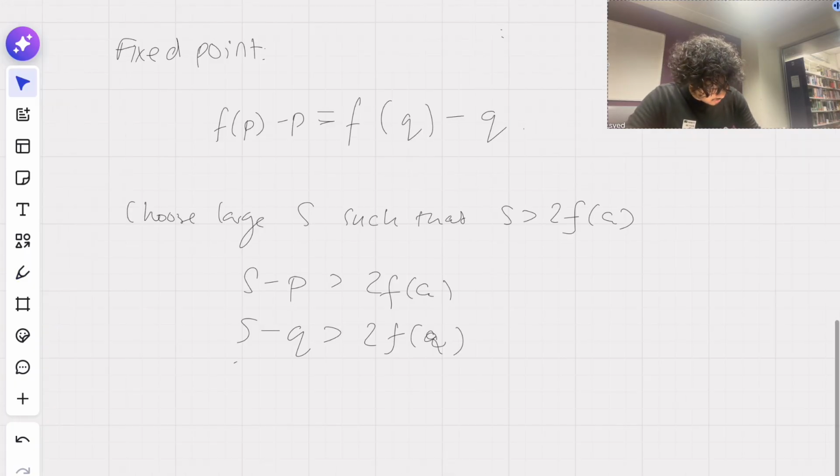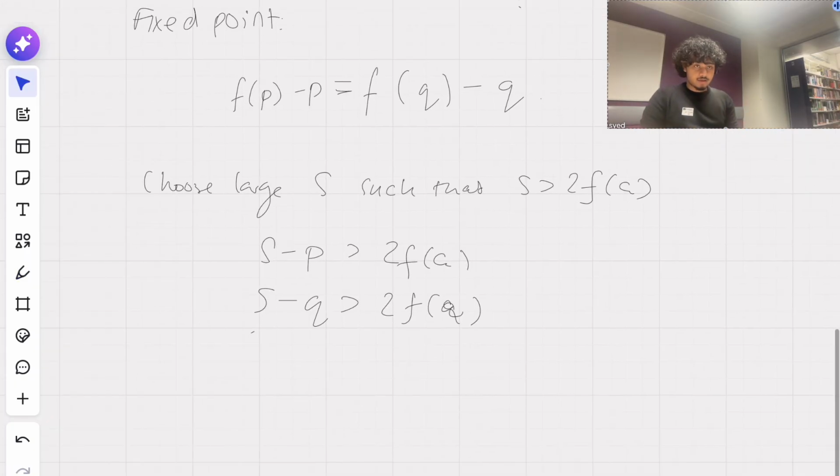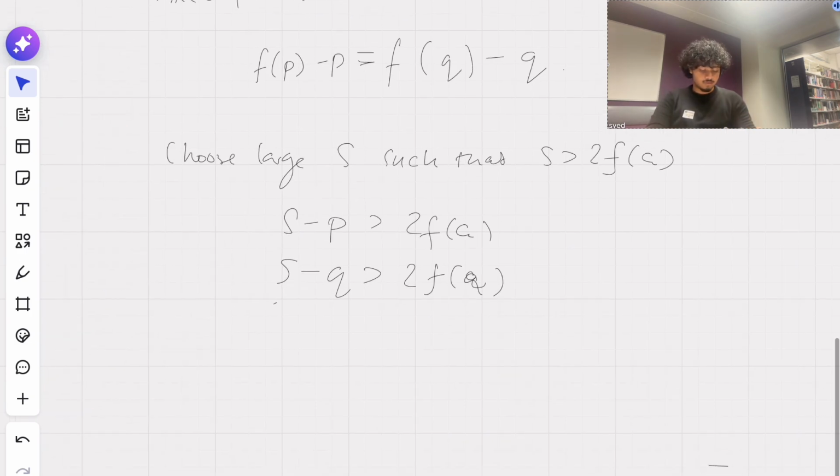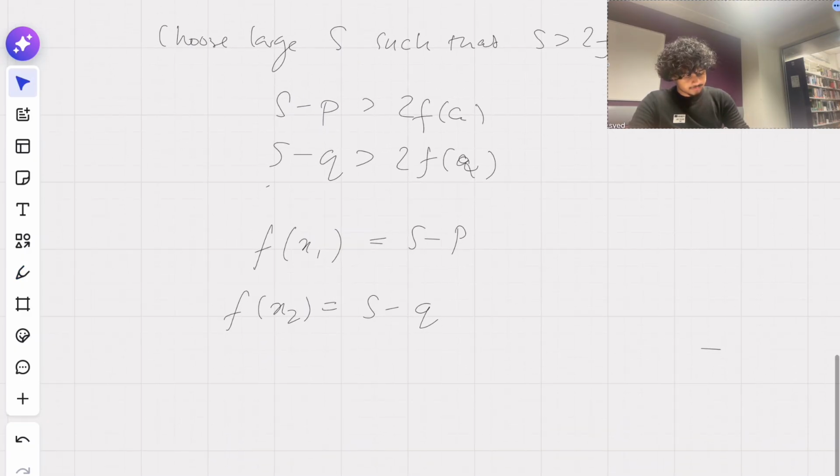Sorry, 2f(a) - q is going to be greater than 2f(a). And then using the surjectivity argument from before, there exists some x1 such that f(x1) is equal to s - p, and then f(x2) is going to be equal to s - q. So f(x1) + p is equal to s, and then f(x2) + q is equal to s.